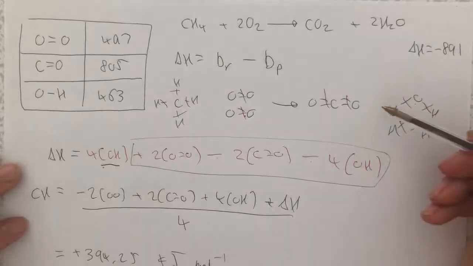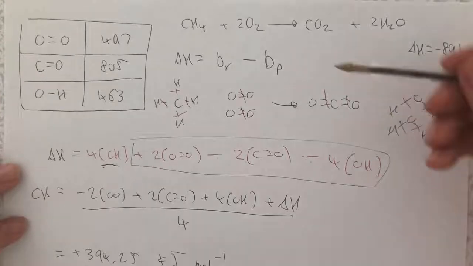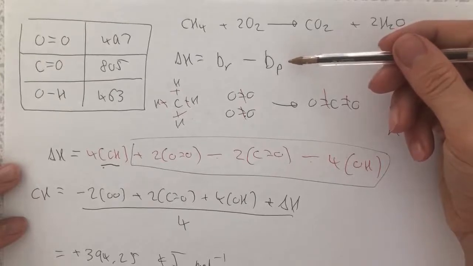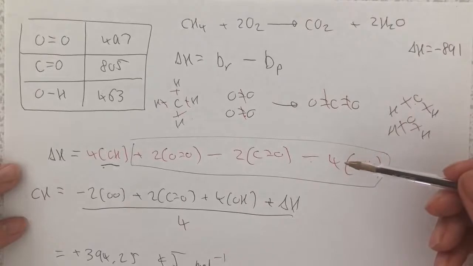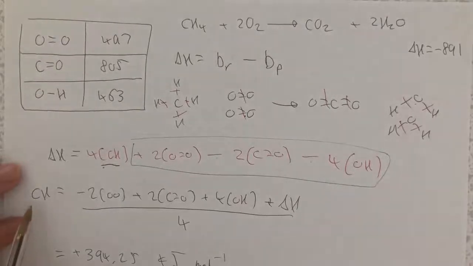Step 1, draw your molecules out. Step 2, apply this equation, delta H equals reactant bonds minus product bonds. Write that down. Step 3, rearrange that to make the bond you're looking for the subject of the expression, which means make it on its own. And then finally, just bang in your numbers.